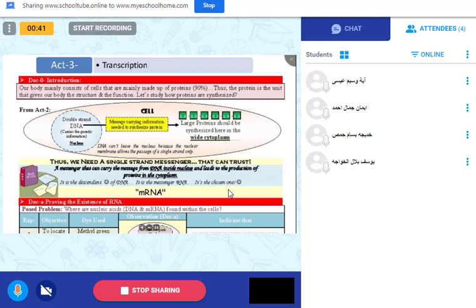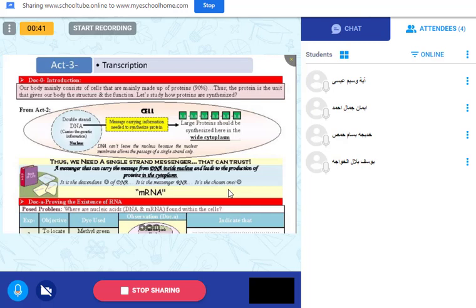I will repeat the transcription. We said before that transcription is the copying of DNA into messenger RNA. So the word transcription means to copy. Okay, what I am copying here, I am copying DNA into messenger RNA in order to synthesize the proteins.